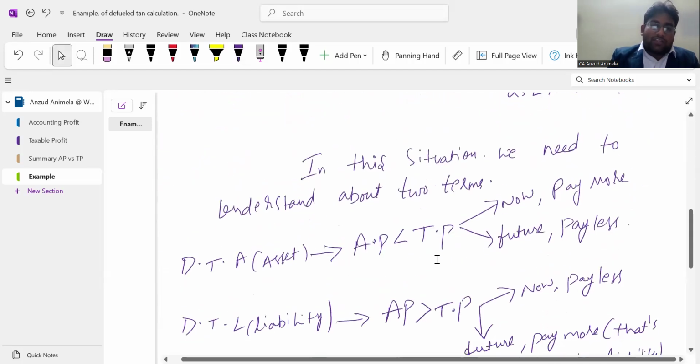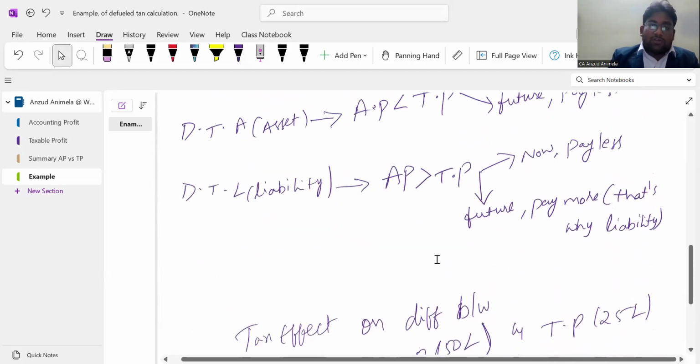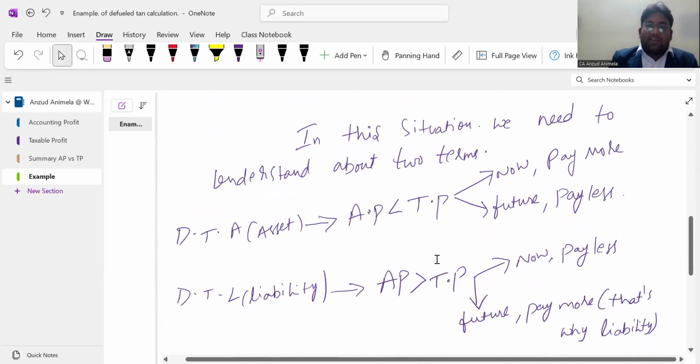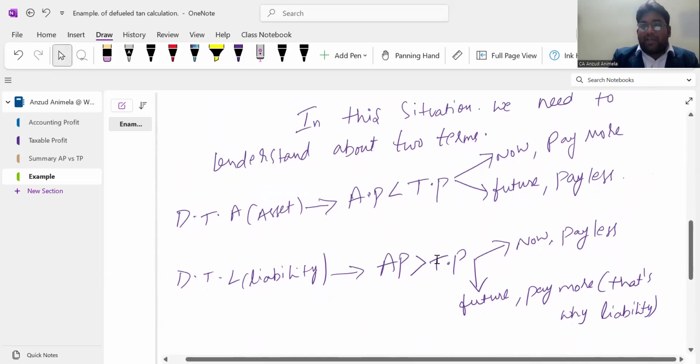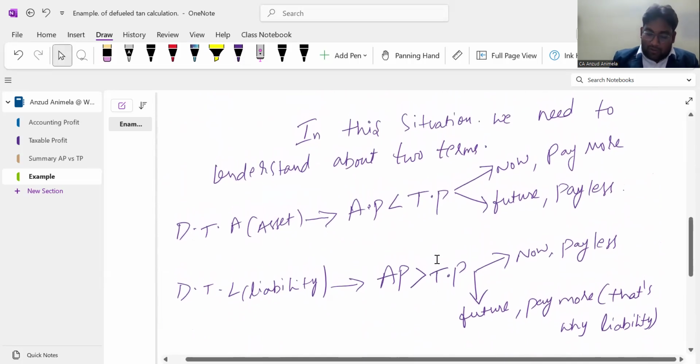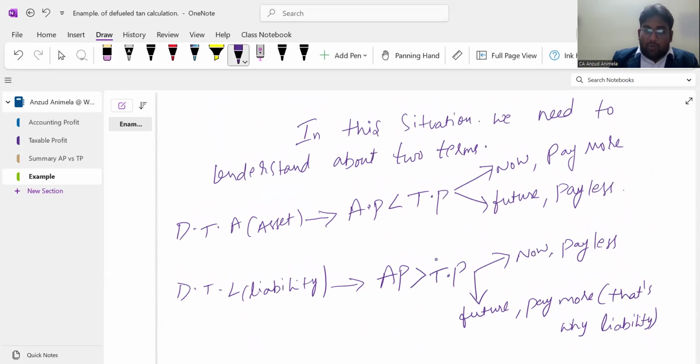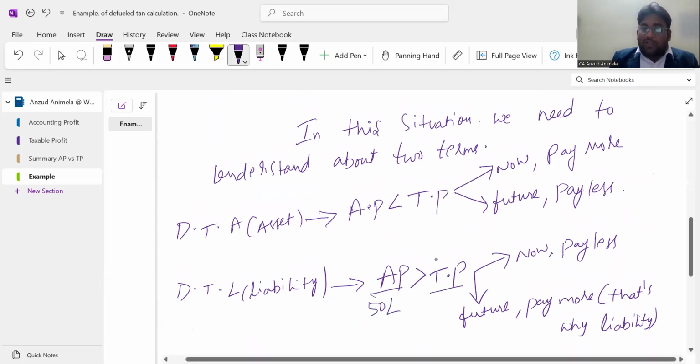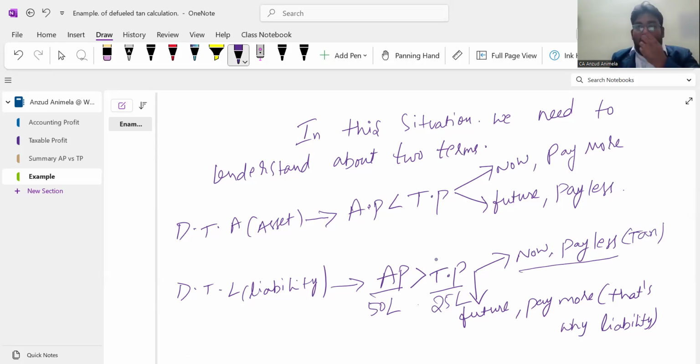Okay. Now look at the situation. We have to identify whether the resultant deferred tax will be deferred tax asset or deferred tax liability. In the current situation, how much is the accounting profit? 50 lakhs. How much is the taxable profit? 25 lakhs. Accounting profit is more than taxable profit. That means now you pay less tax. In future you may require to pay more tax. That's why I'm creating the liability in the current situation.